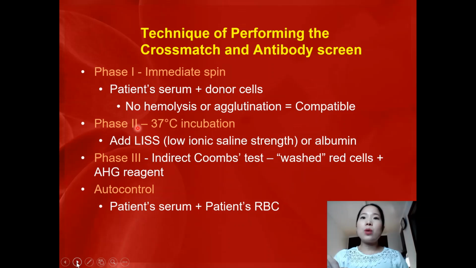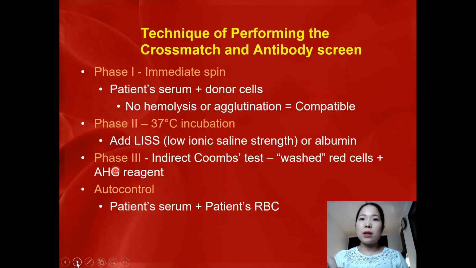For phase 2, you add low ionic saline solution or albumin under a 37 Celsius incubation. And for phase 3, you add the AHG reagent. All of these phases should have no hemolysis or agglutination for us to say that the blood is compatible with the patient.